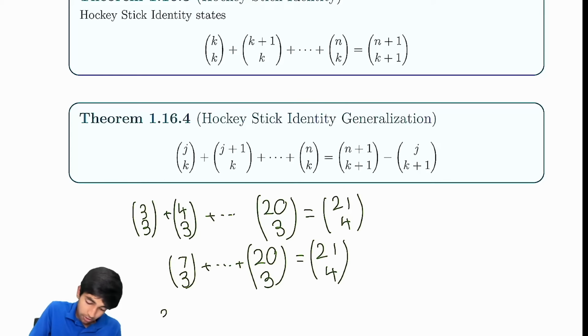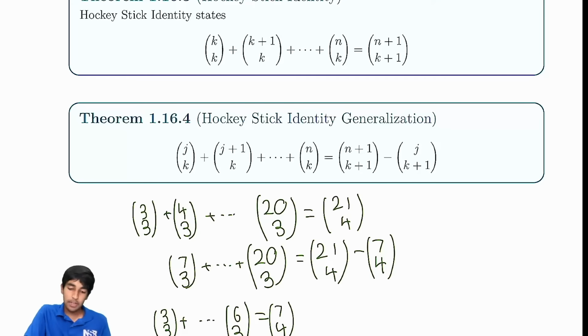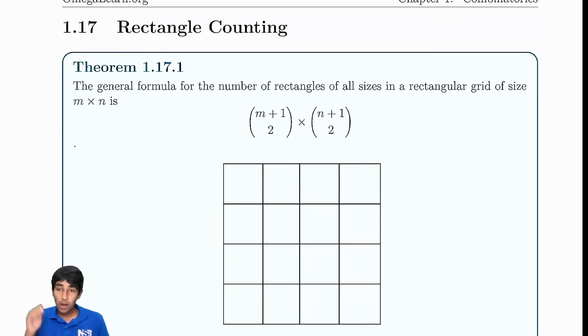But take a look. The stuff we're missing, 3 choose 3 plus 4 choose 3 all the way till 6 choose 3, is just 7 choose 4. So all we have to do is subtract 7 choose 4 from 21 choose 4. And we get a much nicer expression for this long thing. Okay, now on to rectangle counting.